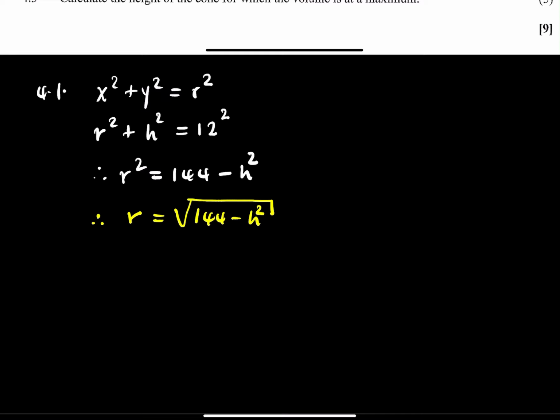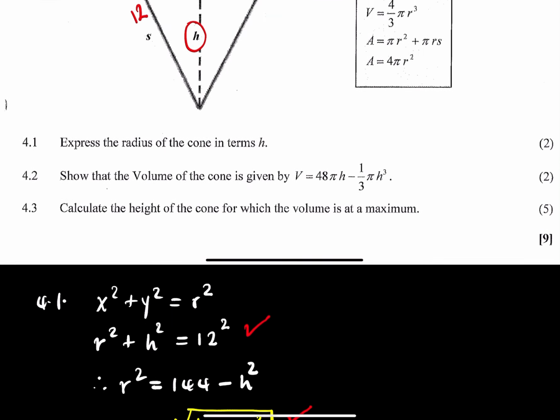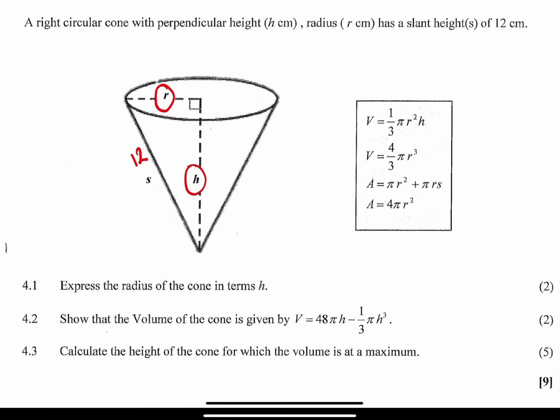And where do you get the marks? To be able to substitute that correctly, and also to write your r there in terms of h, the simplified one. Now, we are saying the next question.